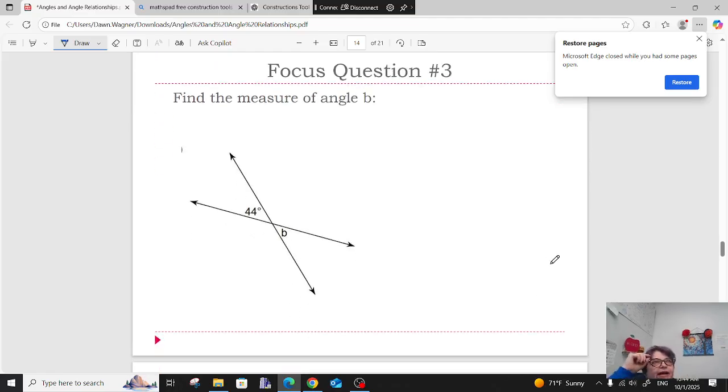Do I have to do any math for this one? No. What's B? This is just 44. We like those. It makes our life easier when I could just look at it and go, oh, it's just 44. No work. Because what are these called again? Vertical angles. And vertical angles are always congruent.